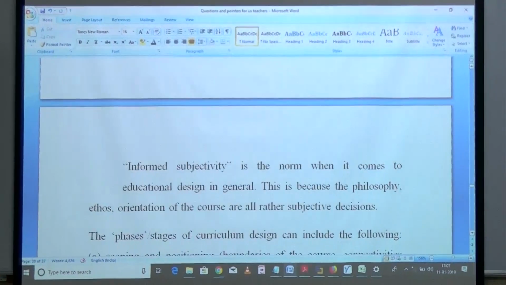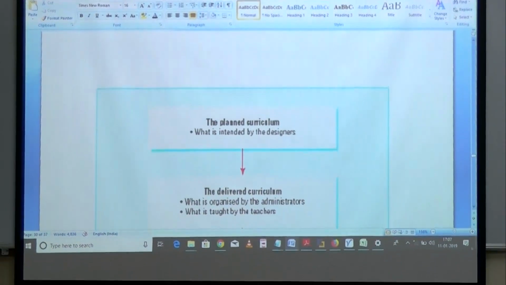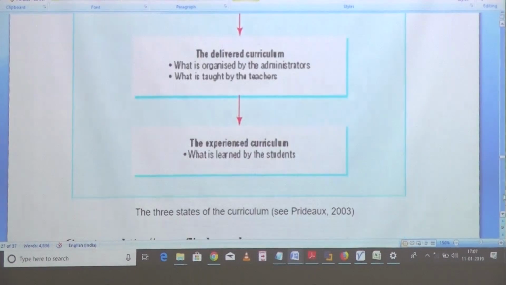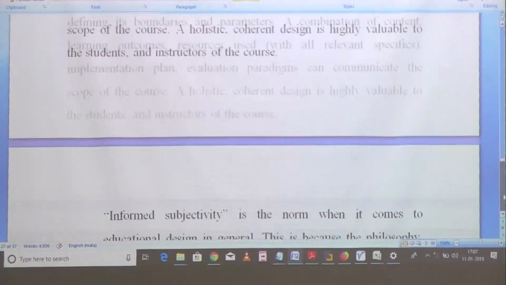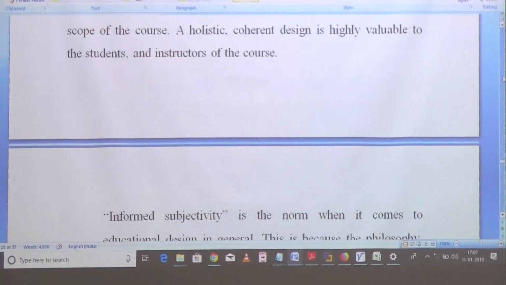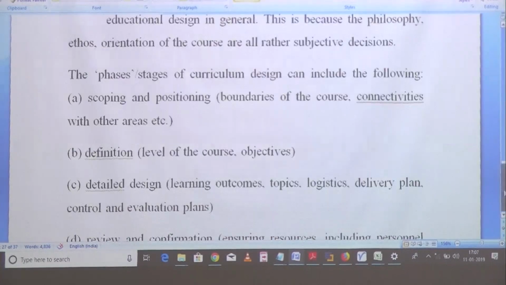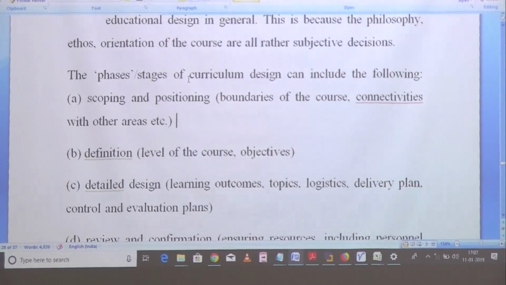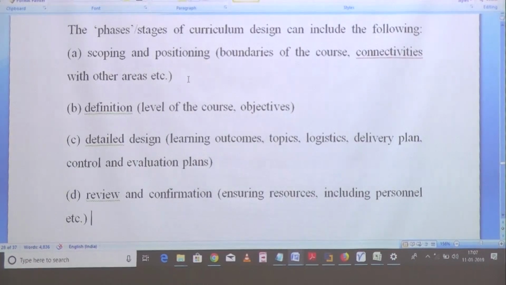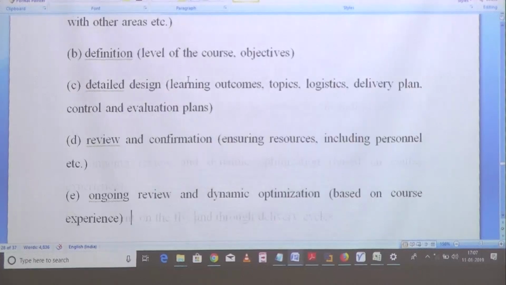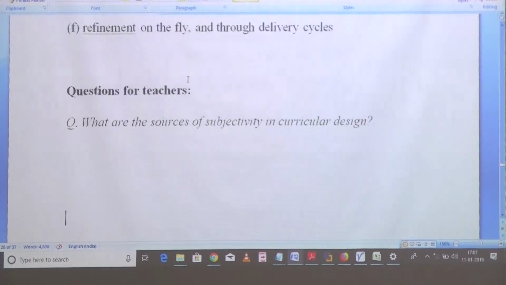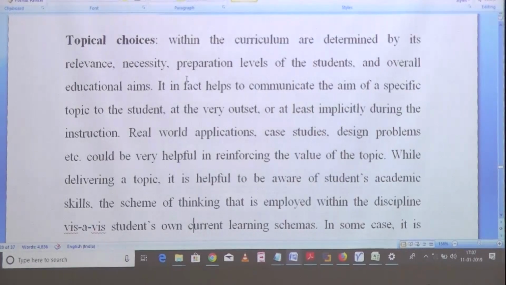Right? In the context of curricular design, we talked about how it's a dynamical process. We looked at this flow chart, planned versus delivered versus experienced curriculum. Then we talked about informed subjectivity in the context of curricular design. Then we talked about the phases of curricular design: scoping, positioning, definition, detailed design, review, confirmation, and finally refinement on the fly, right? And then we talked about topical choices.